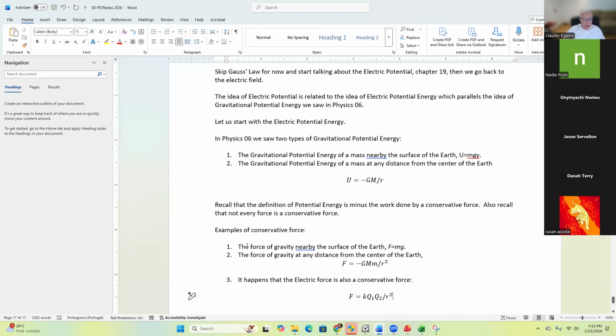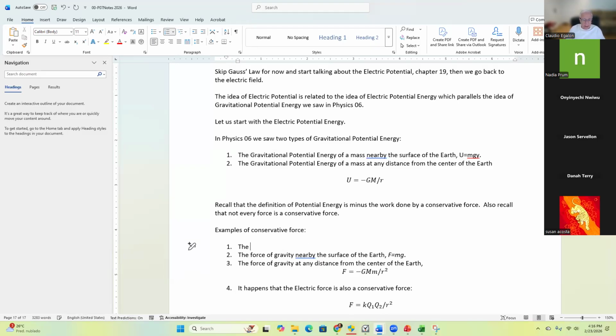Okay. I've got to list another one here. The elastic force is also a conservative force, and the elastic force is minus Kx. So, four examples of conservative forces.